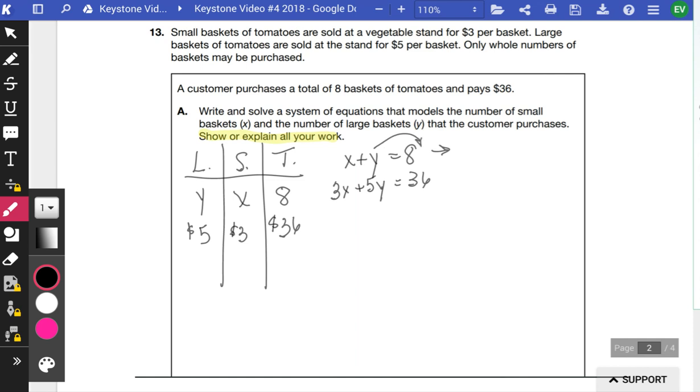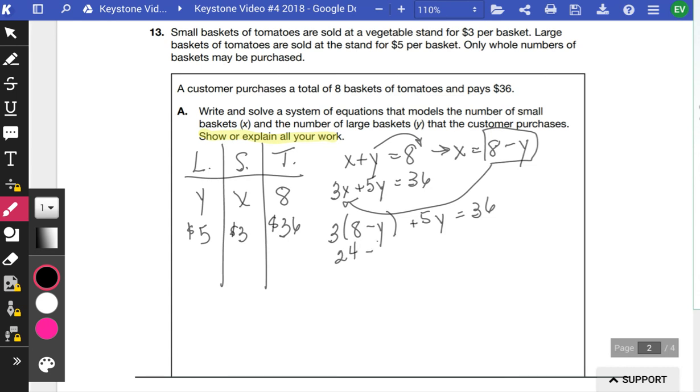I'm going to subtract my y, and I get x equals 8 minus y. I can now take this, 8 minus y, and substitute that into my second equation for x. So I get 3 times 8 minus y plus 5y equals 36.